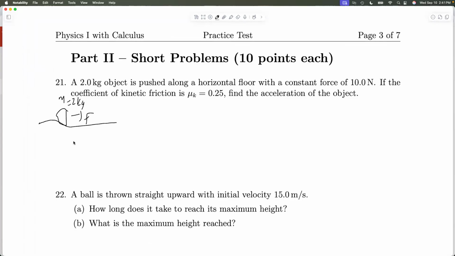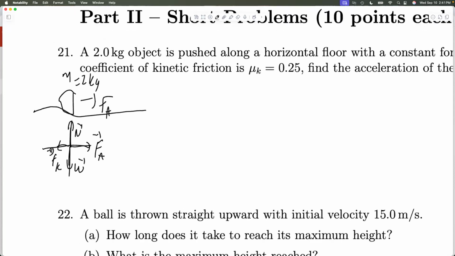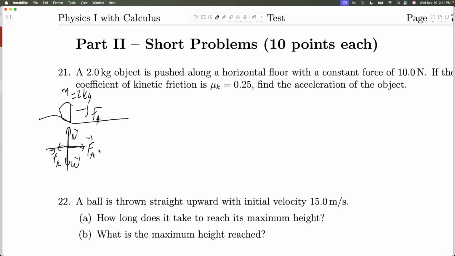Say I'm pushing this way. Here's my applied force. If I draw my free body diagram, my weight's going to go down, my normal force up. Here's my applied force, maybe I'll call it FA for applied. And then my frictional force is going to oppose slipping, and it will be a kinetic frictional force. That'll point in the opposite direction. This guy is going to win. So our net force is going to be to the right.